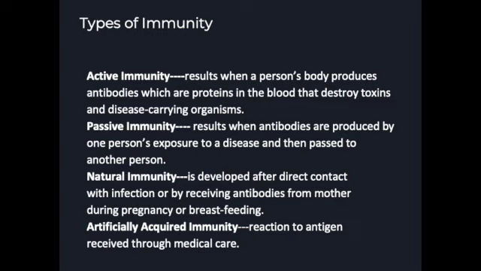Natural acquired immunity, sometimes called natural immunity, is developed after direct contact with infection or by receiving antibodies from the mother during pregnancy or breastfeeding. Artificially acquired immunity forms as a person's reaction to antibodies or an antigen received through medical care. Antigens are substances made from bacteria, viruses, or toxins that prompt the body to produce antibodies that fight a disease. These substances are made in a laboratory and transferred to people in the form of vaccines.